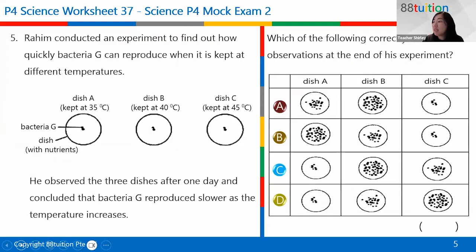Okay, next question. Rahim conducted an experiment to find out how quickly bacteria G can reproduce when it's kept at different temperatures. He observed the 3 dishes after 1 day and concluded the bacteria reproduce slower as the temperature increases. Which of the following correctly shows Rahim's observations at the end of this experiment?